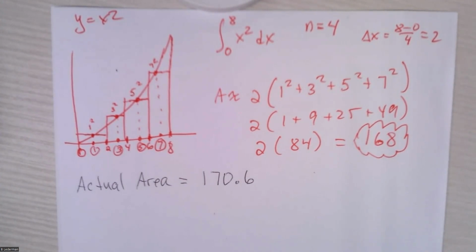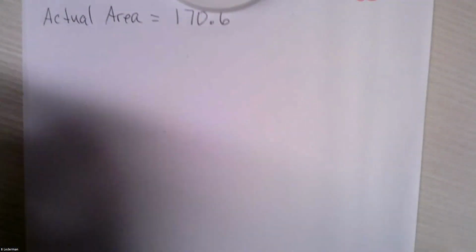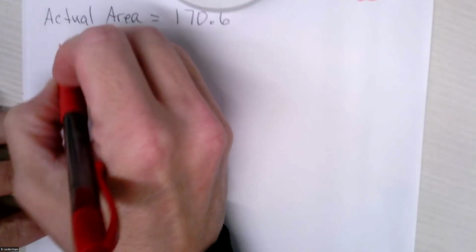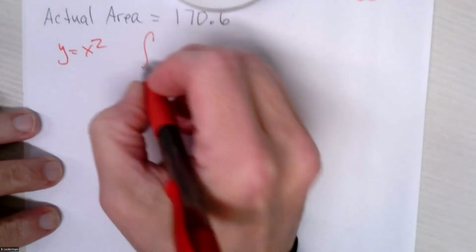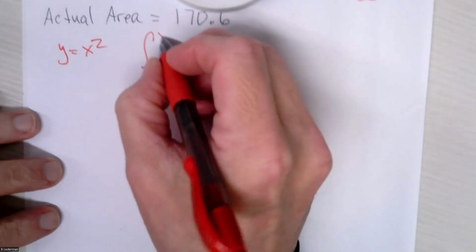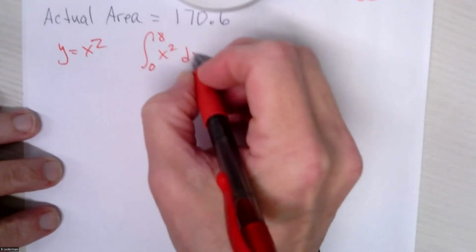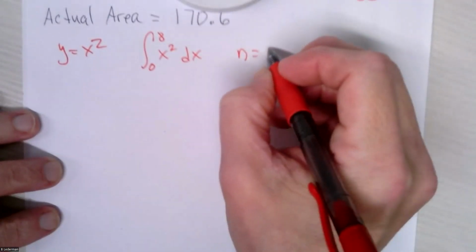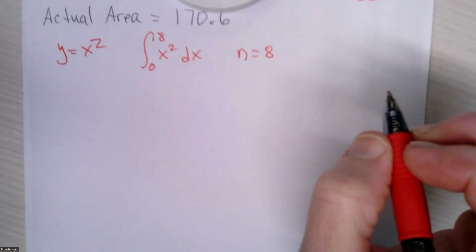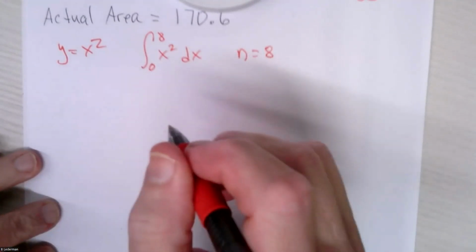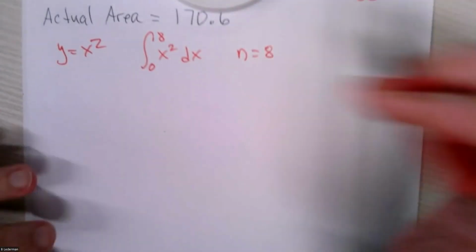Let's do the exact same problem, only instead of making 4 intervals, we're going to make 8 intervals. So we're looking at the curve y equals x squared, and we want the area from 0 to 8 of x squared dx, and we want to let n equal 8. So we want to make 8 intervals instead of only 4. Let's see what happens here. I'm going to draw the picture.